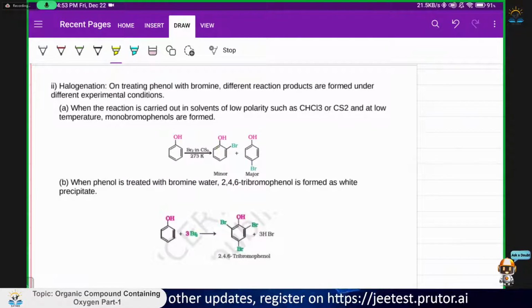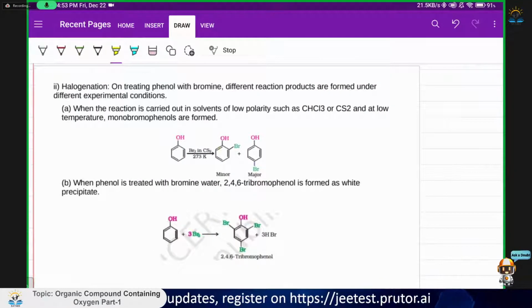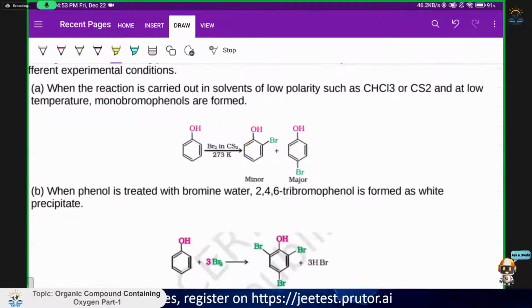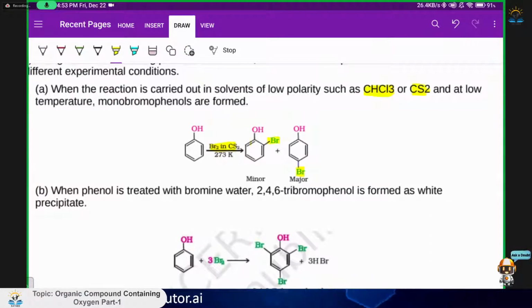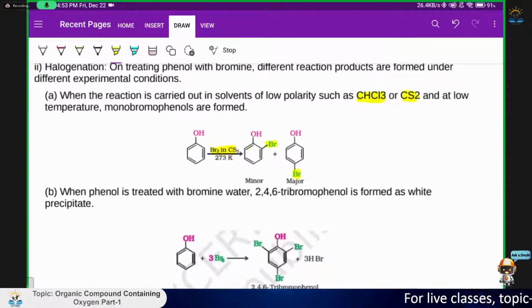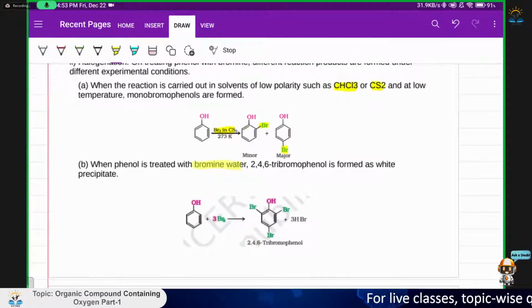So when we do bromination in the presence of low polarity solvents such as CHCl3 or CS2, we get the para and ortho isomers. But when we use bromine water, similar to our concentrated HNO3 nitration, we get 2,4,6-tribromophenol.